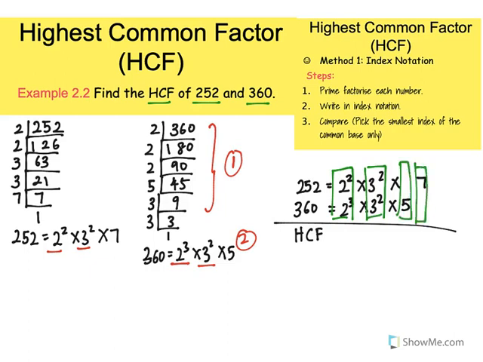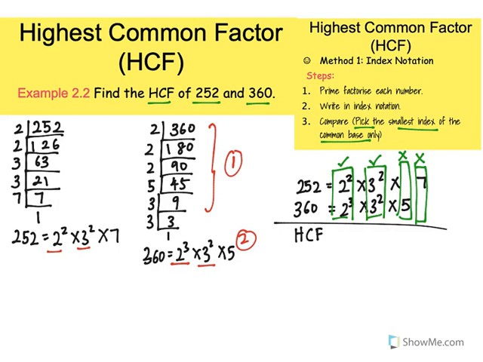Like what we said, we pick the smallest index of the common base only. If there are only two numbers, 252 and 360, both numbers must have the same base. In this case, 2s are the common bases you have for both numbers, and 3s are the common bases for both numbers. So you would not use your 5 because only one number has a 5, and only one number contains a 7.